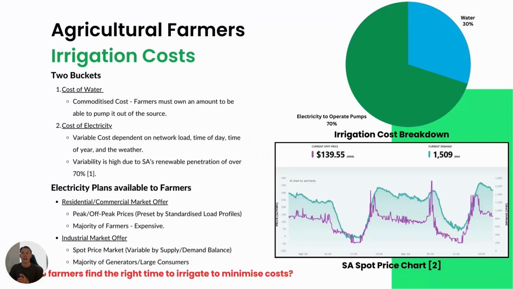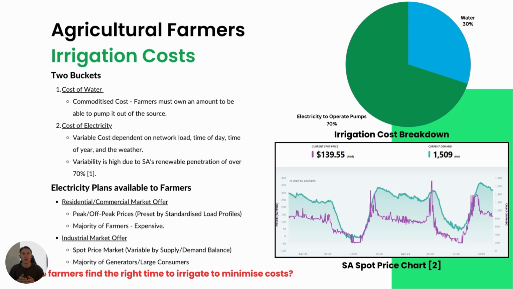So the overhead irrigation costs for farmers in Australia are essentially split into two different buckets. The first bucket is the cost of water, which is essentially commoditized, meaning farmers must own a certain amount to be able to pump that amount from their water source, be it a river or an estuary or a dam. The second bucket is the cost of electricity, which varies dependent on the time of year, time of day, how much load is on the network, etc. Specifically in South Australia, where we have such high renewable penetration.